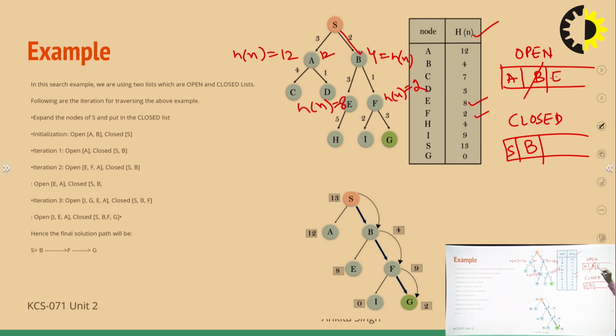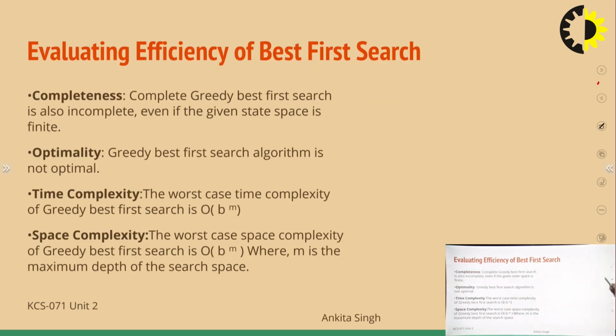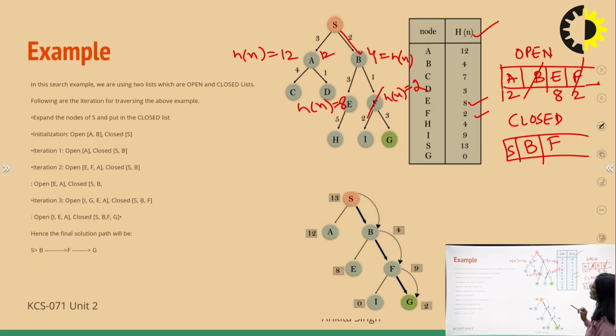So we are keeping these in E and F. E is telling with the cost 8, F is telling 2, and A has the cost of 12, right? Now, with the priority queue, which will be removed? We will be removing F. So we have removed F and put that in the closed list. Now F has the paths I and G.